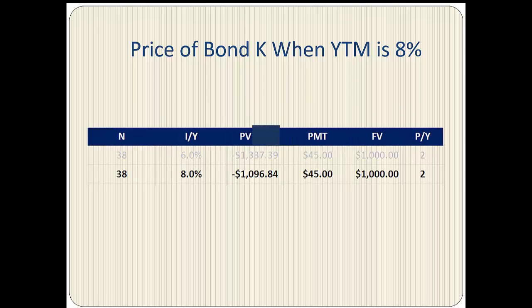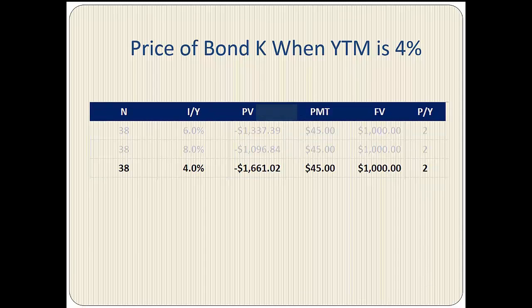With the values in this table, we find the price of the bond to be $1,337.39. By changing the discount rate to 8%, we find the price to be $1,096.84. This is the price of the bond when interest rates rise by 2%. In the final calculation, we change the discount rate to 4%. We find the price to be $1,661.02. This is the price of the bond with a 2% drop in interest rates.